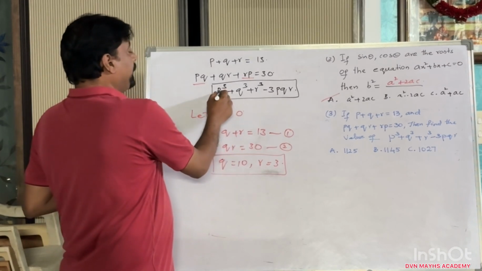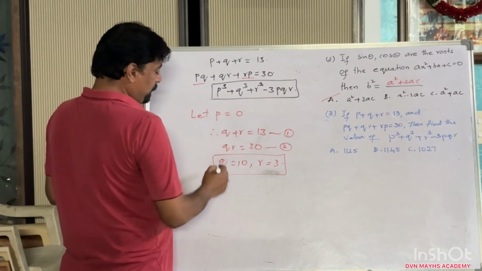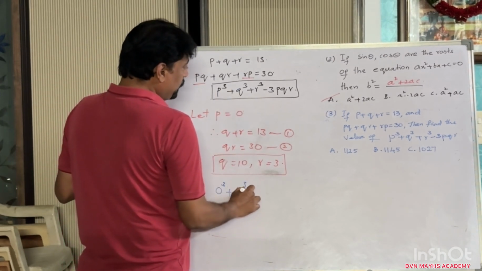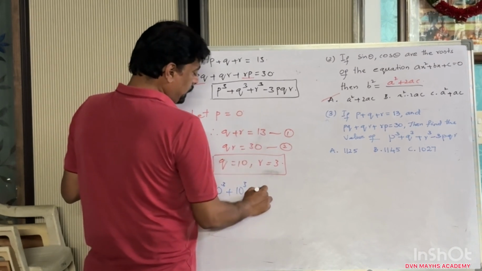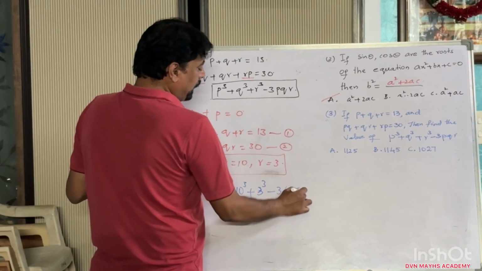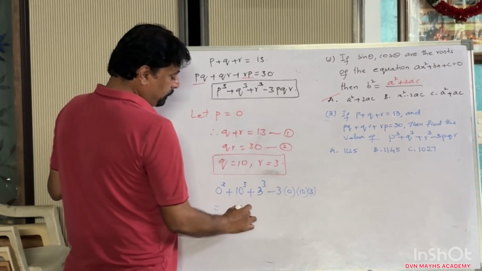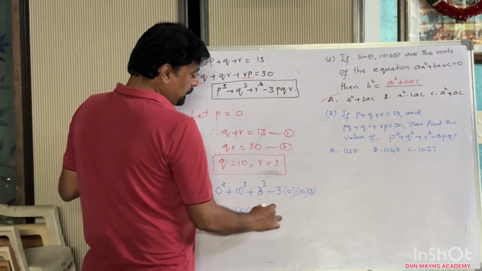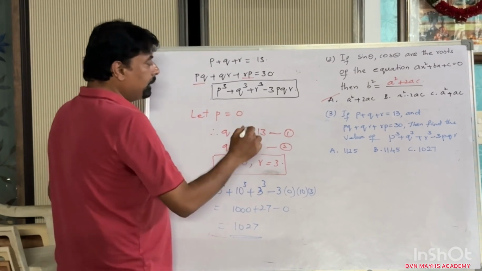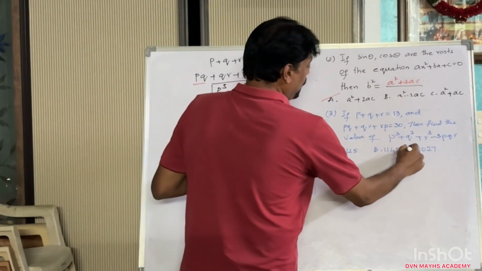Now it is easy to find the value which is being asked. So p cube, with p equal to 0, is 0 cube. q is 10, so 10 cube, plus r cube is 3 cube, minus 3 into 0 into 10 into 3. 10 cube means 1000. Next, 3 cube is 27. The last term is 0. So the answer is 1027. Therefore, option C is the right one.